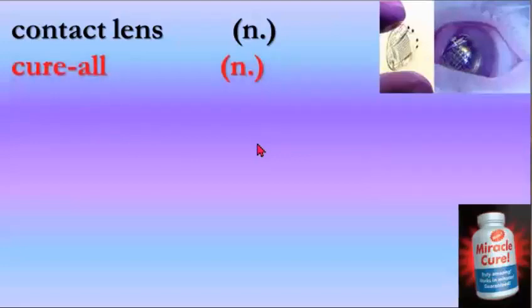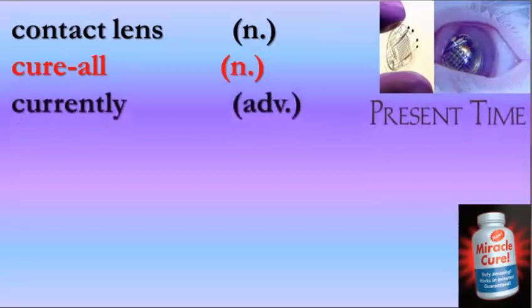The second word. Of course, if you have a headache, you take medicine for headache. If you have a temperature, you take medicine for temperature or fever, and so on. Imagine we have a cure-all medicine. It's a medicine or a product that can cure a lot of health problems or a wide variety of health problems. So that kind of medicine is called cure-all medicine. Okay, repeat after me, cure-all.